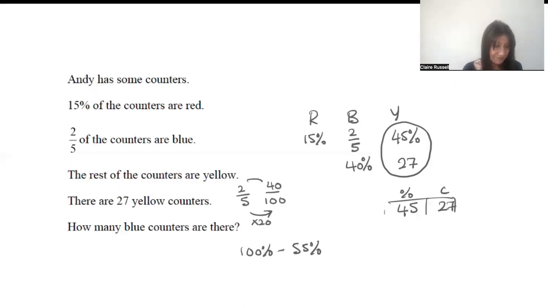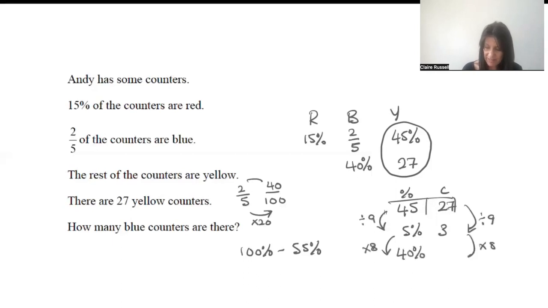So if I divide my 45 down by 9, that would get me 5%. And if I divide that down by 9, it would get me 3. And you can see why I chose 5% over 1% because they come out with nice whole numbers. Times that through now by 8 because I want to get to 40. And I can see that 40% is 24. So my answer is 24 blues.